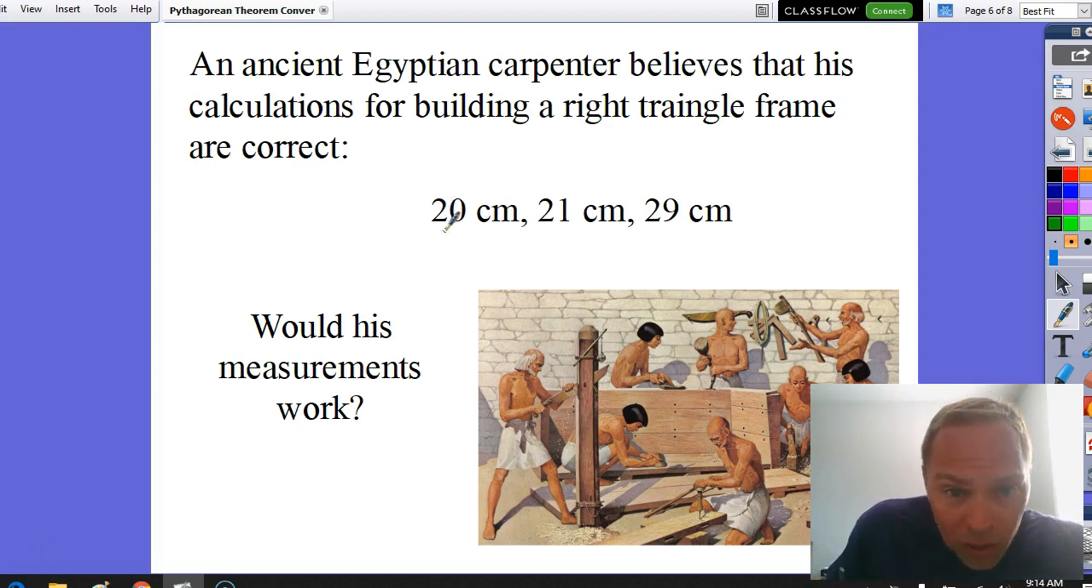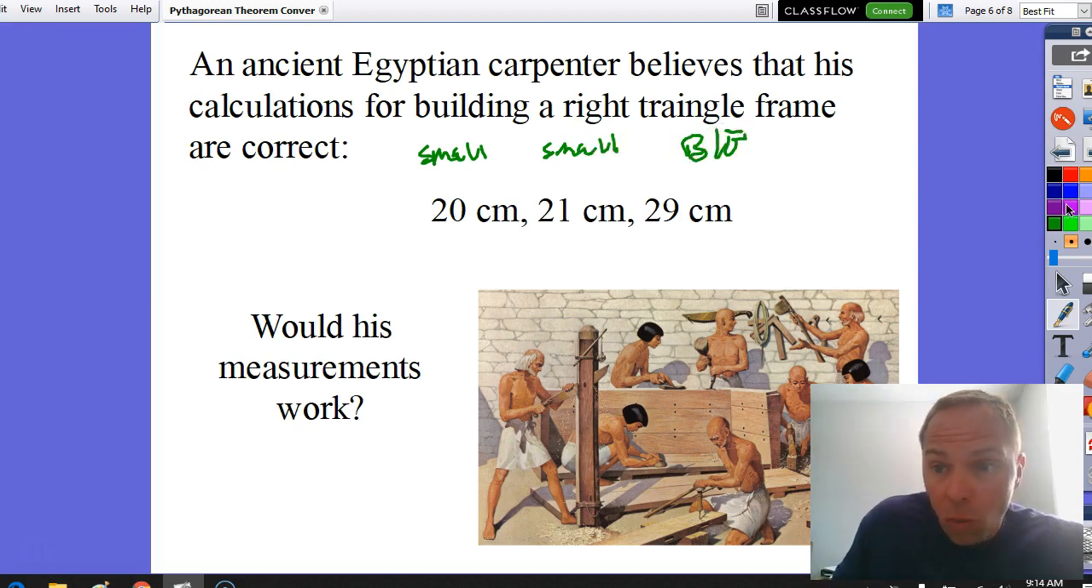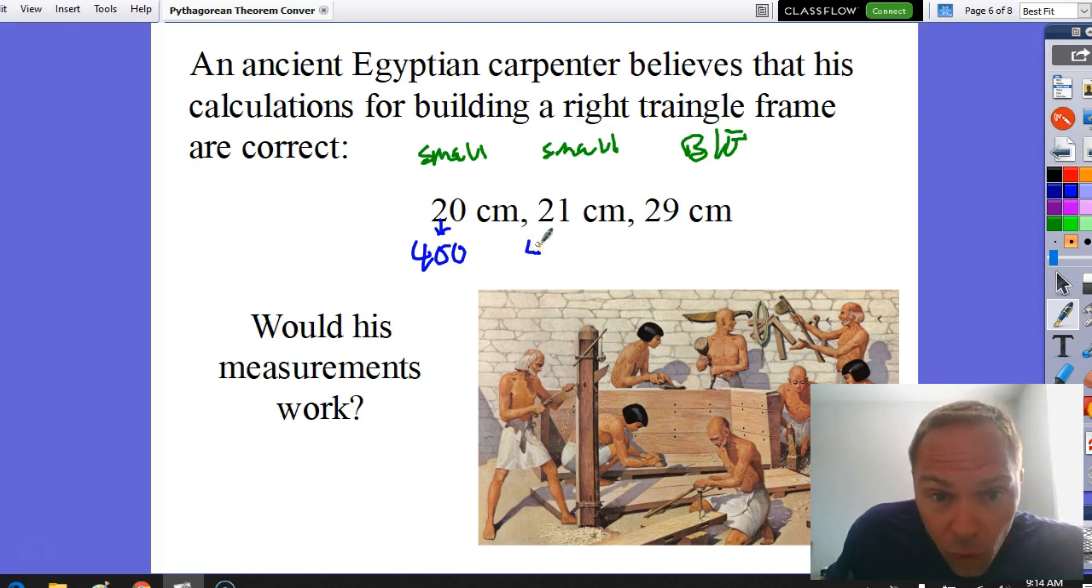So here's what I'm going to do. I put them in order from smallest to greatest, right? This is small, small, and big. So it's important that you understand the big one has to be the third one. So what I'm going to do is I'm going to test it. What's 20 times itself? Well, use a calculator. 20 squared makes 400. So I put a 400 down here, right? This is my squares line. What's 21 times itself? Well, 21 squared makes 441. So I put 441 here.